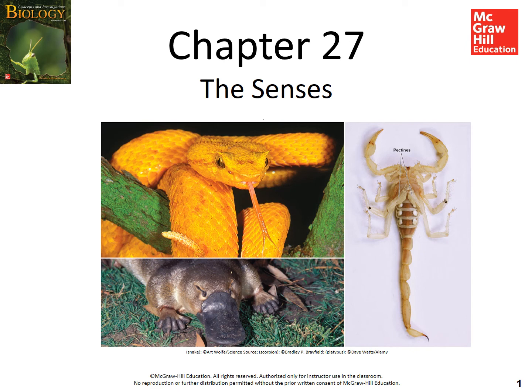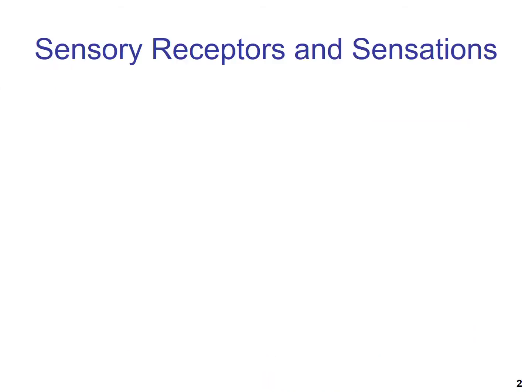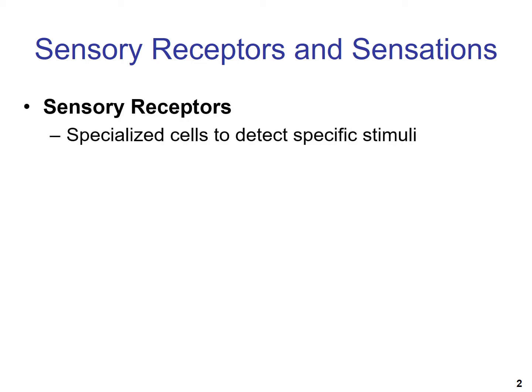In this video, we're going to discuss some general information about animal senses, and then we're going to examine the anatomy and physiology of the human eye in more detail. So the first thing to consider is how you actually detect what's going on in the world around you and also inside your own body. And the answer to this, the initial step, is with sensory receptors and sensations. So sensory receptors include specialized cells that will detect specific stimuli.